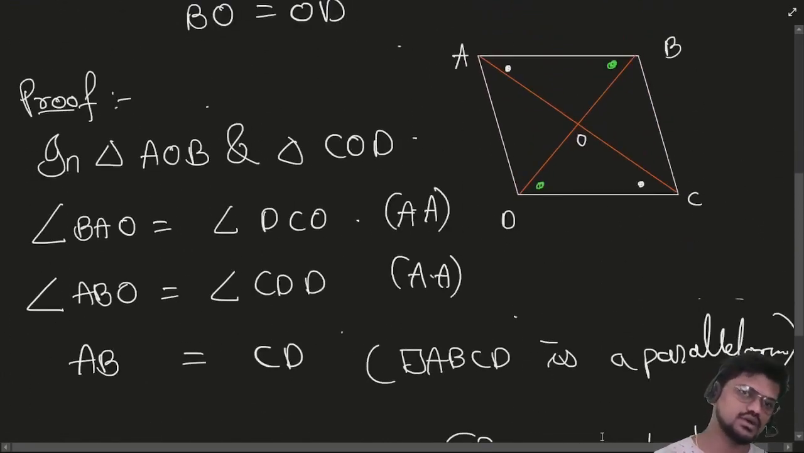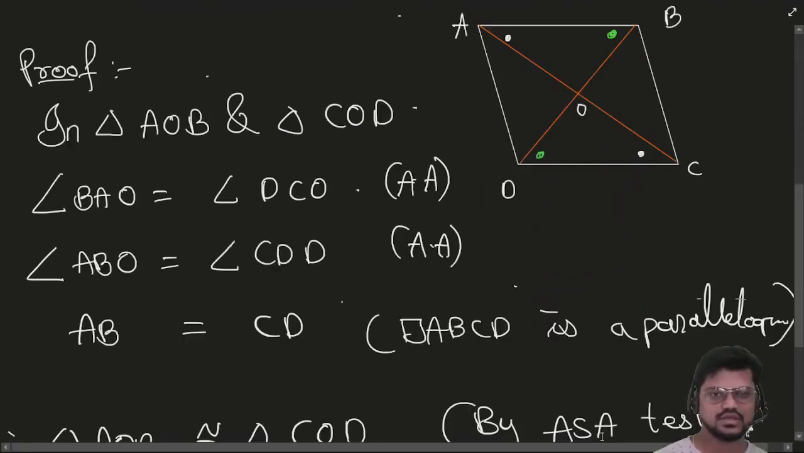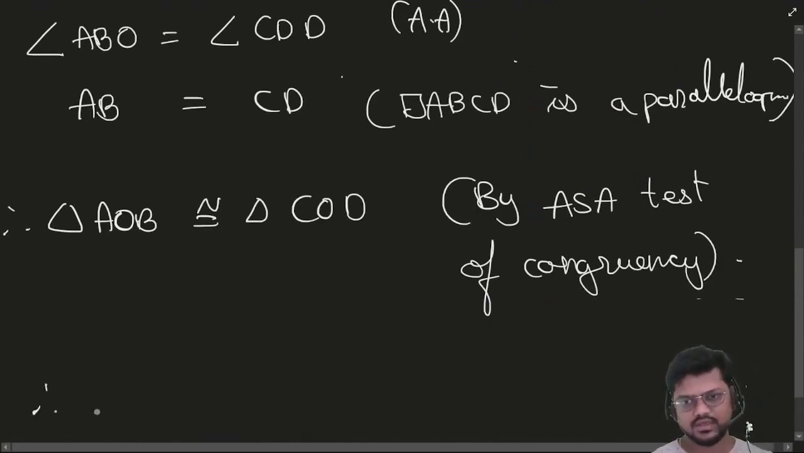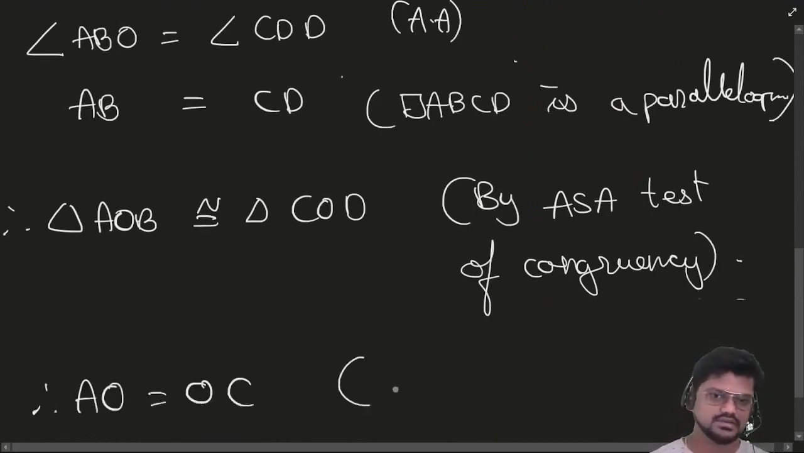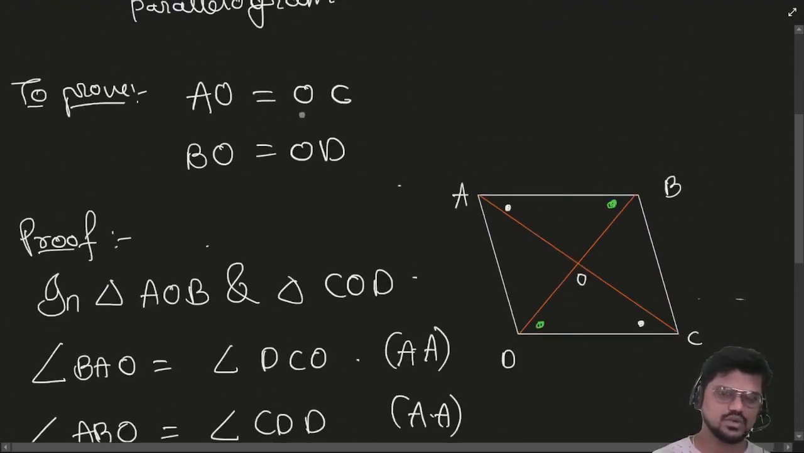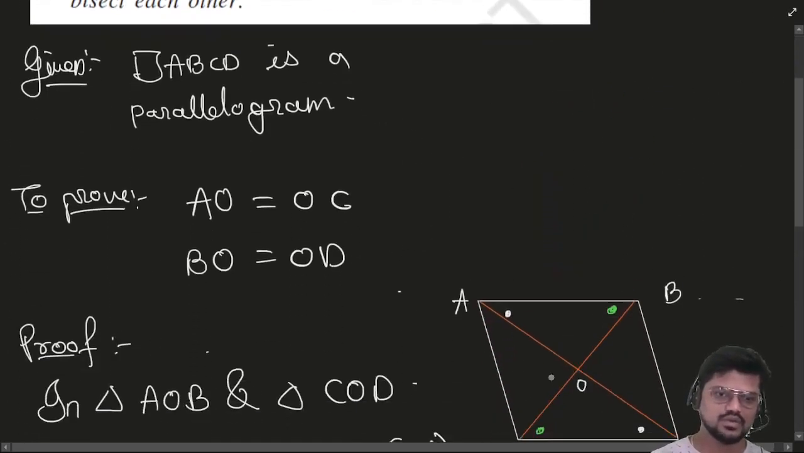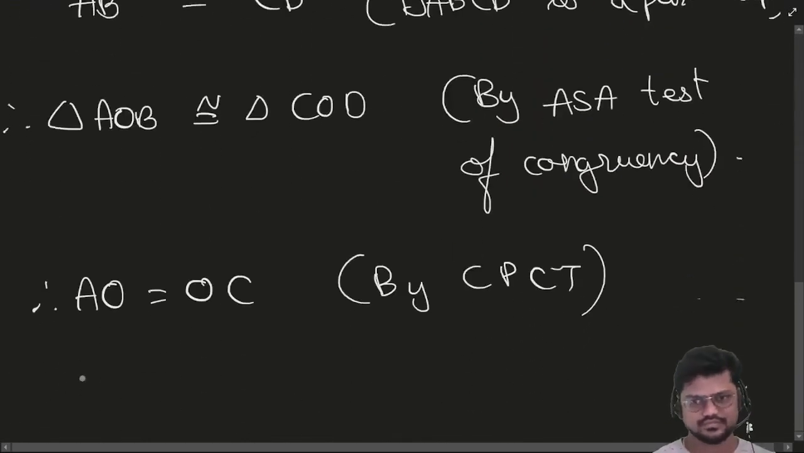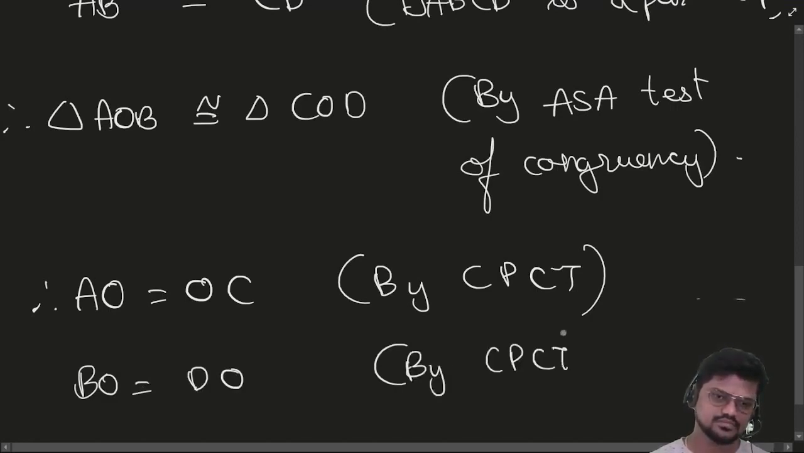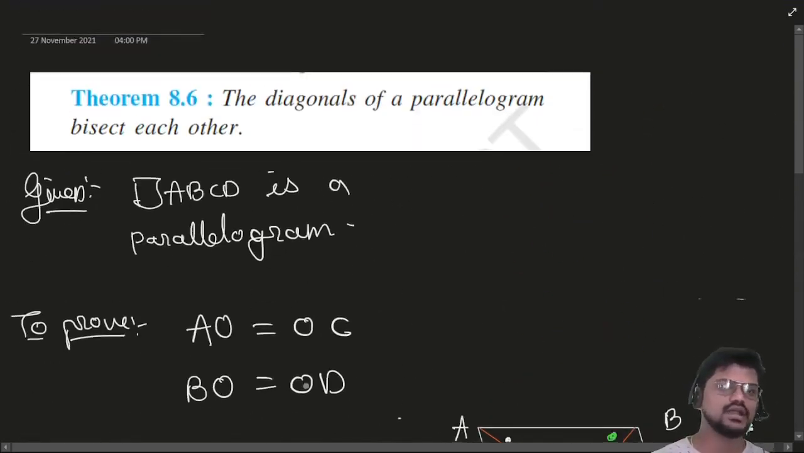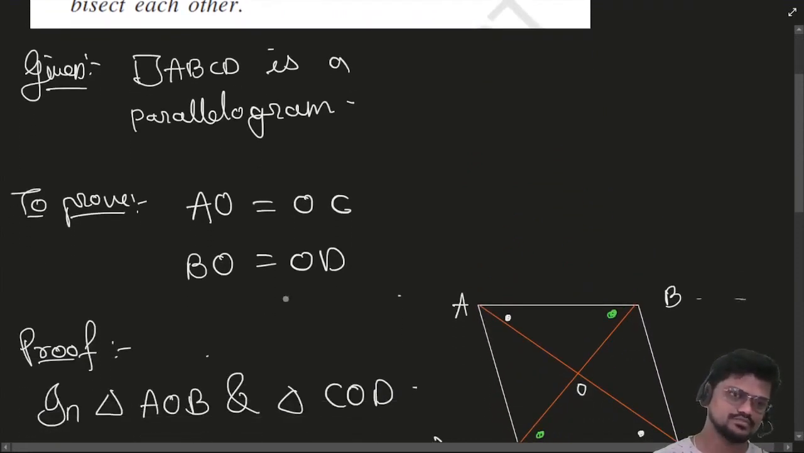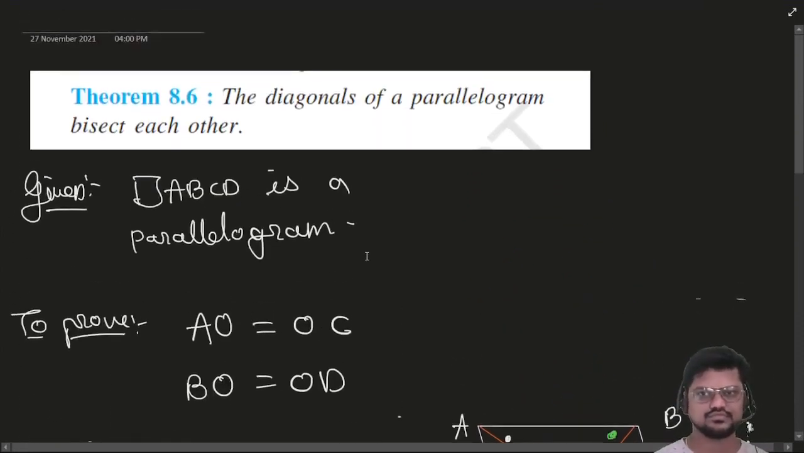Once the two triangles are congruent, then what can we say? AO is equal to OC by CPCT. That's what is required. Also similarly, BO is equal to DO, again by the same CPCT. Clear? That is why the diagonals bisect each other in a parallelogram.